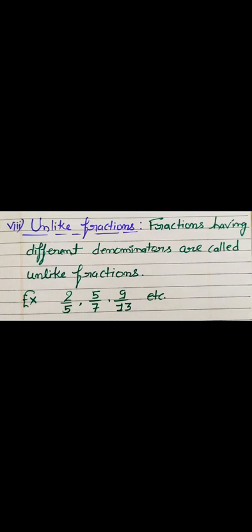Now, unlike fractions: fractions having different denominators are called unlike fractions. As you can see in the example, 2 upon 5, 5 upon 7, and 9 upon 13. These all three have different denominators. That means these are unlike fractions.